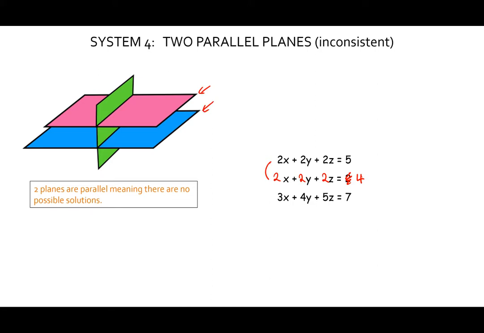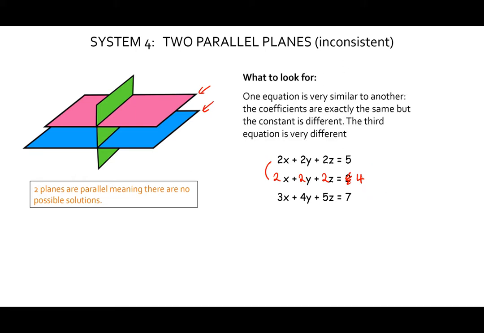We get the same combination of proteins, carbohydrates, and fats, but at a slightly different price. So of course the prices are inconsistent. However, the green plane intersects the other two, so we can find solutions between these two and these two. In fact, we'll find infinitely many of them. So what you want to look for with something like this is two equations that are very similar to each other, and you might need to multiply to do that. However, the constant term will be different, and then the third equation will be very different to those two.